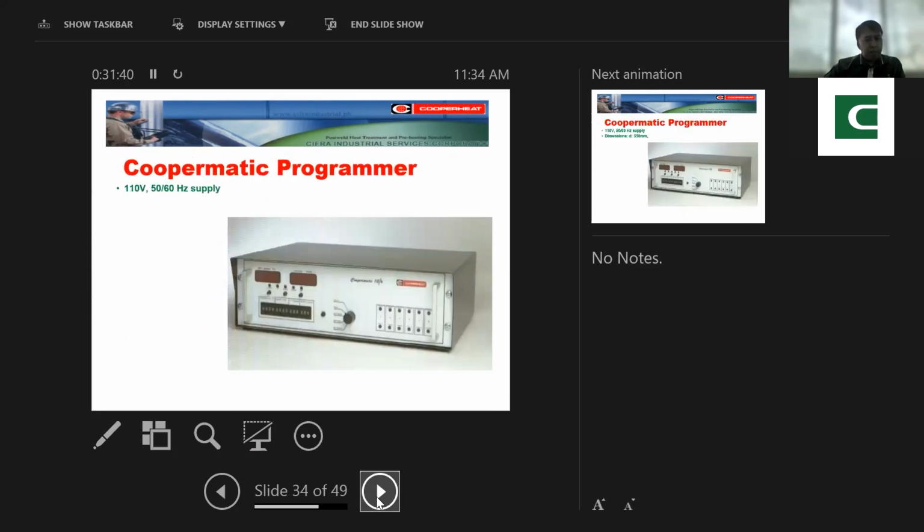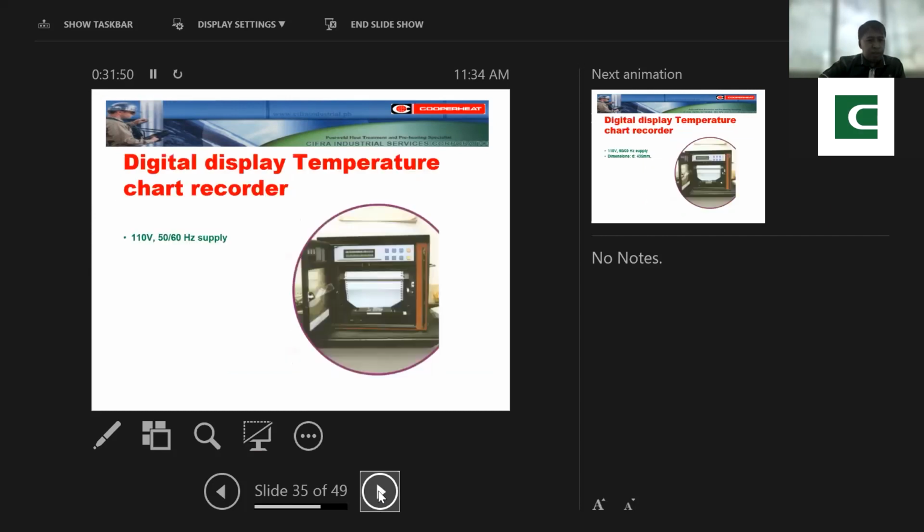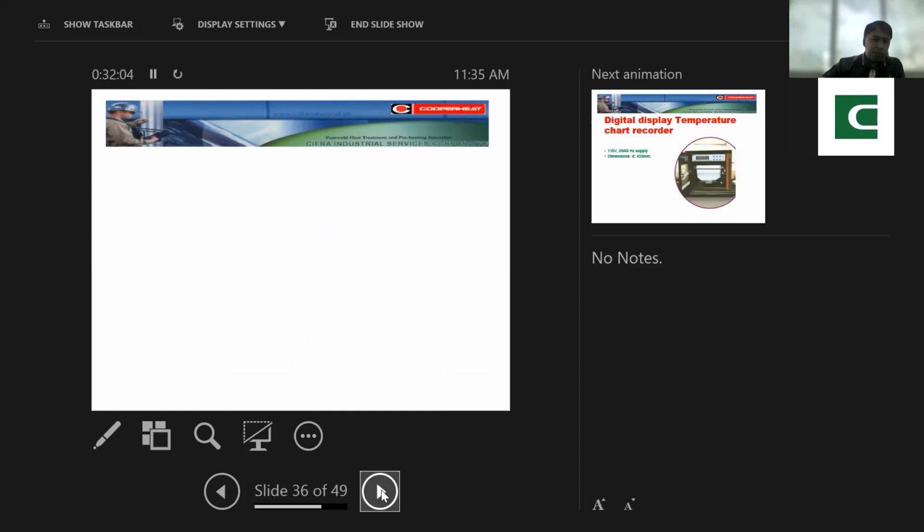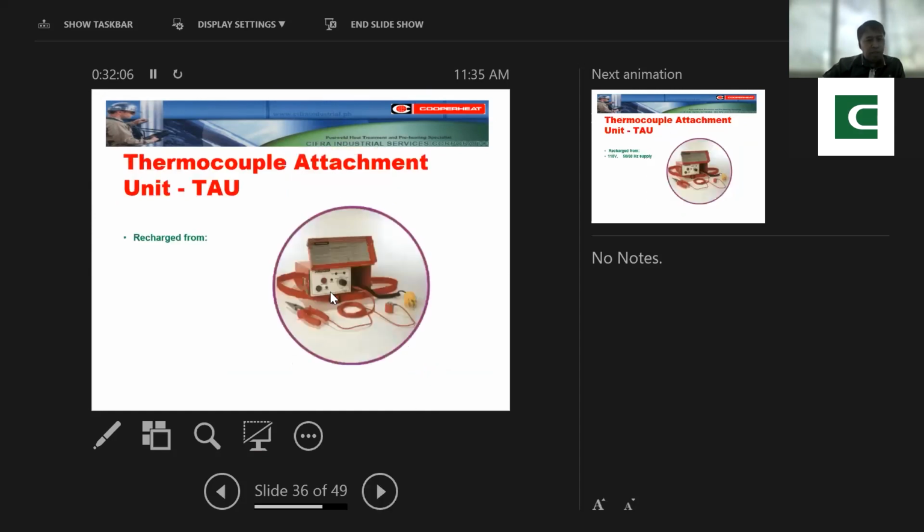So this is an example of your programmer. I think this is a different model of a programmer. And this one is a temperature recorder with chart. So the chart is the evidence that your material underwent the different temperature requirements. This one is a thermocouple attachment unit wherein you will attach the type K thermocouple wire to your material.